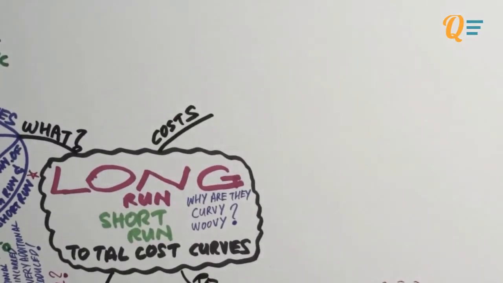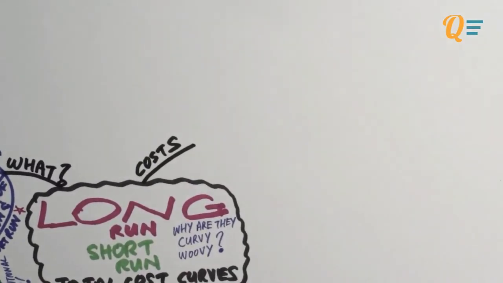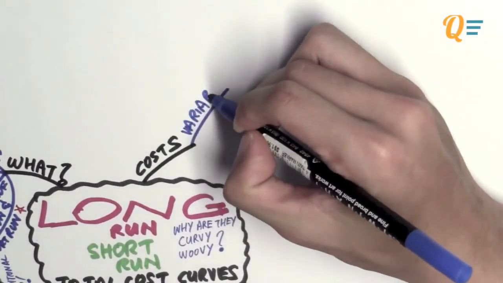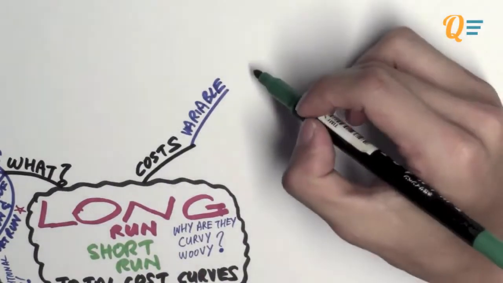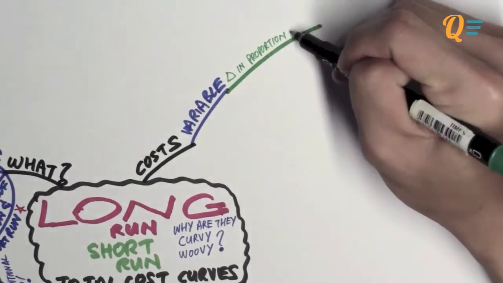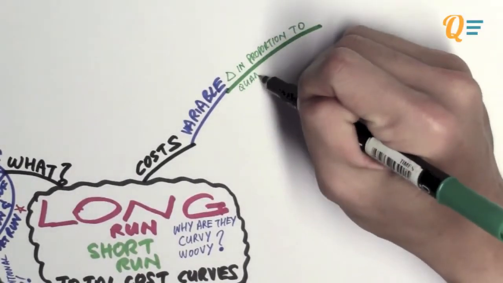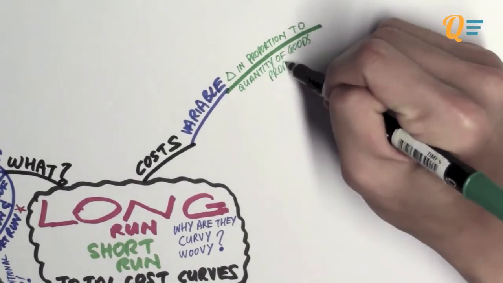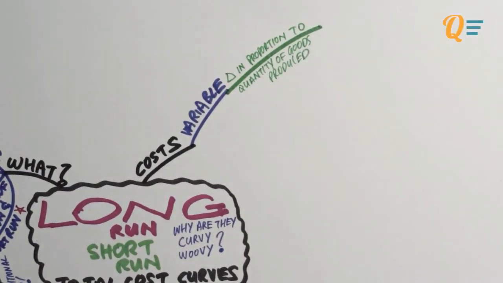Okay, awesome. We are now going on to the last branch of this mind map, and we're going to talk about the different types of cost. So the first type of cost you should be aware of is called variable cost. Variable costs are basically the costs that change in proportion to the quantity of goods being produced. That's why it's called variable cost.